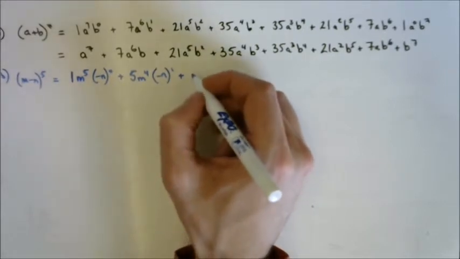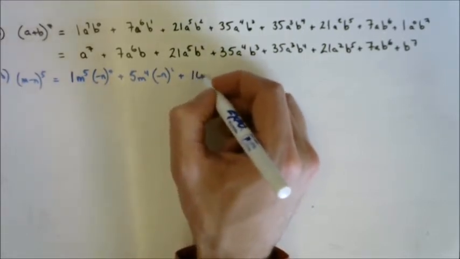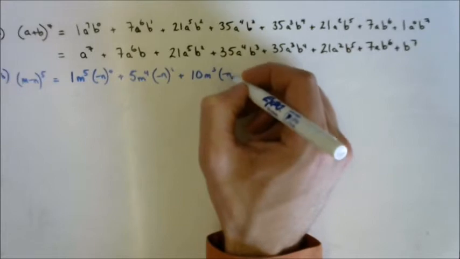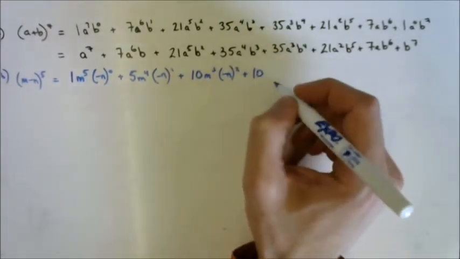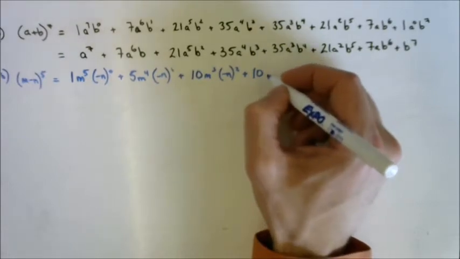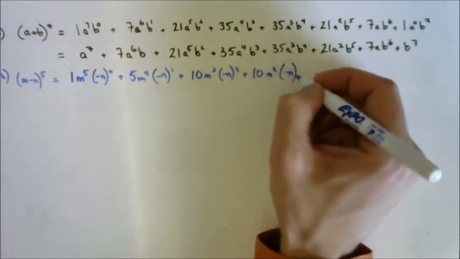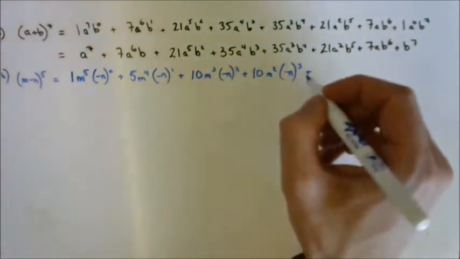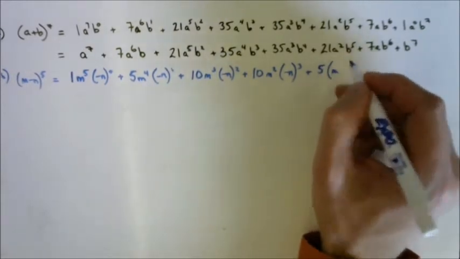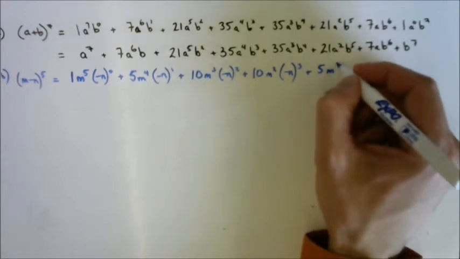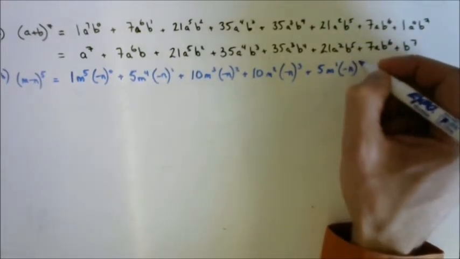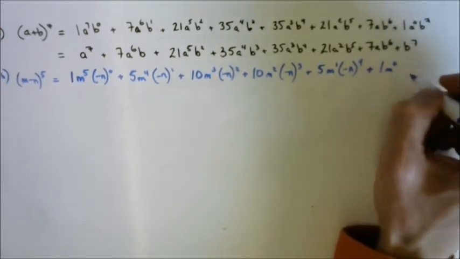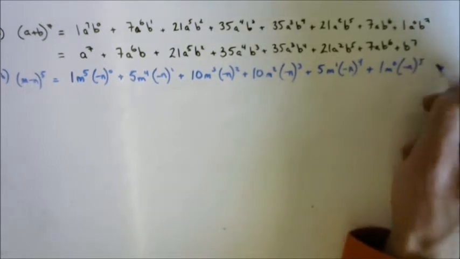Coefficient of the next term, row 5. 10. You guys don't have it memorized yet? M to the power of 3, negative n to the power of 2. Next coefficient is also 10, and my exponents are just going to kind of swap. M to the power of 2, negative n to the power of 3. Then I'm just looking back in my row. I know my next coefficient is going to be 5, times m to the power of 1, negative n to the power of 4, plus 1 times m to the power of 0, which is just 1, negative n to the power of 5.